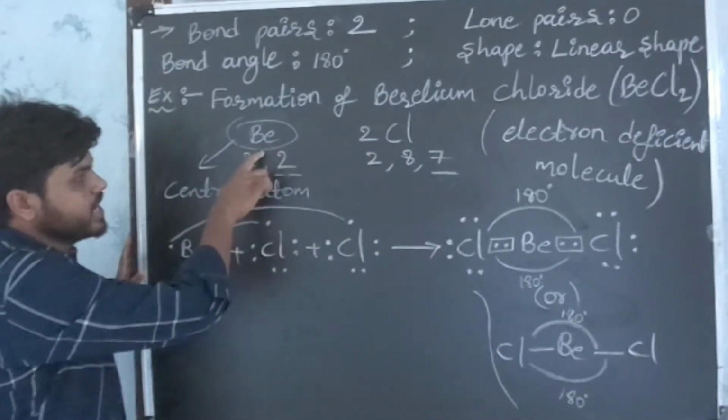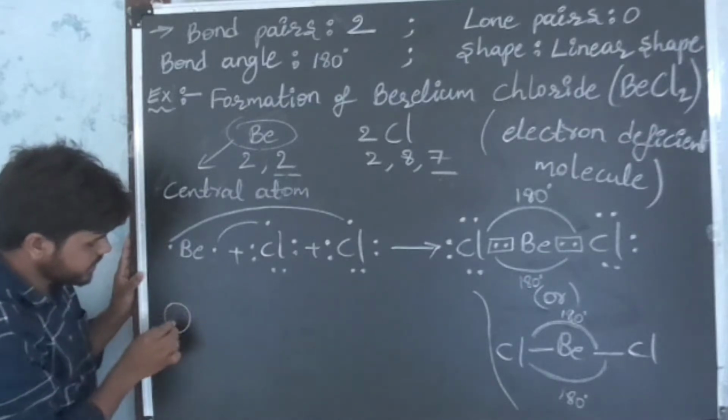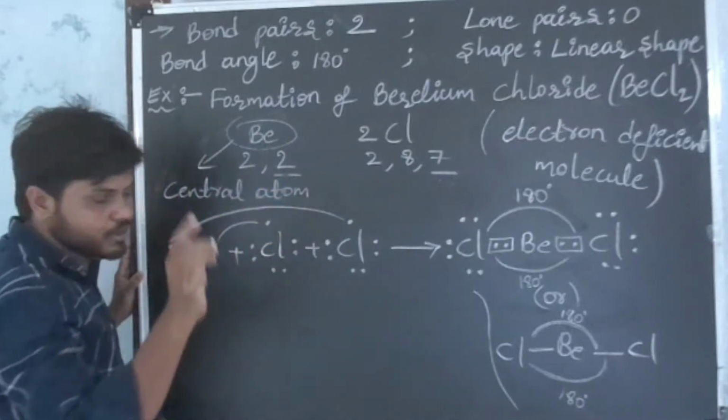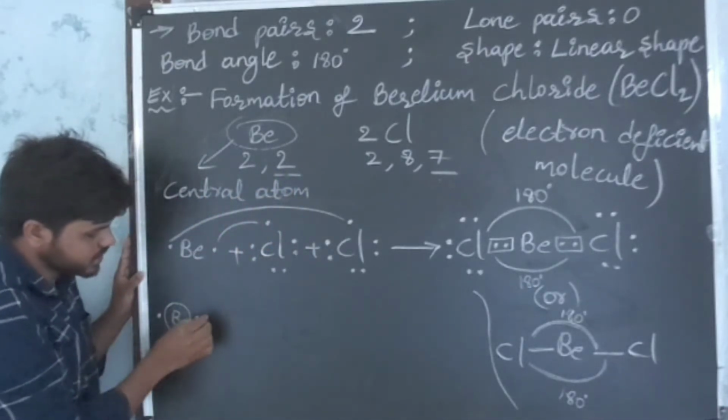See, I am taking the beryllium valence shell by using a sphere. This is the beryllium valence shell. In beryllium, how many valence electrons are there? 2 valence electrons. I am placing the 2 valence electrons around the sphere.